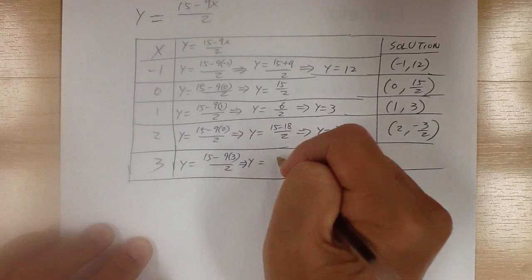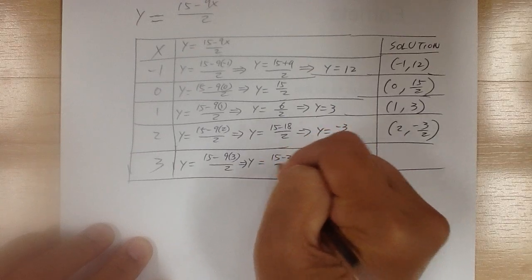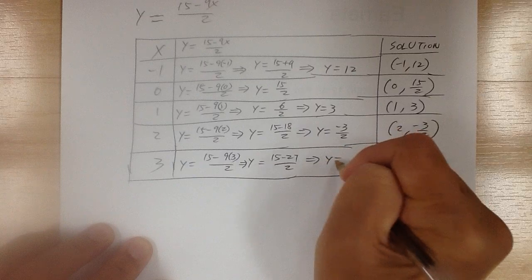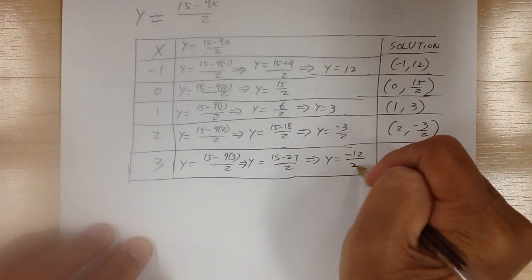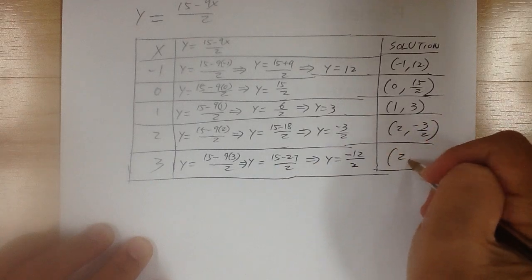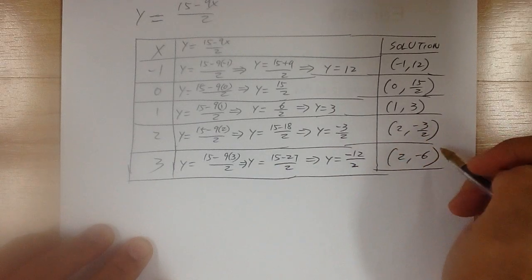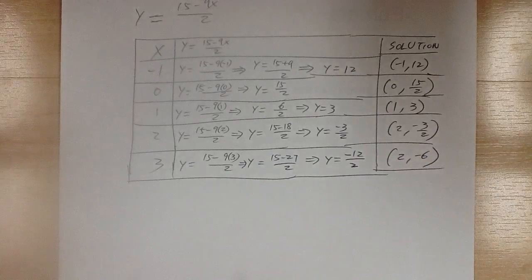So y equal to 15 minus 27 over 2. So y equal to negative 12 over 2. And this will give you negative 6. And so these are your solutions. And that's it for example 1. Okay, let's go to example 2.